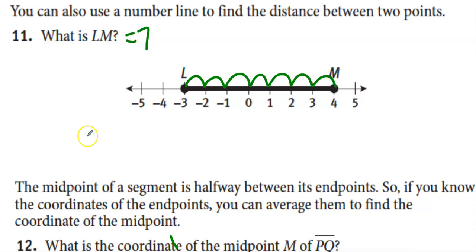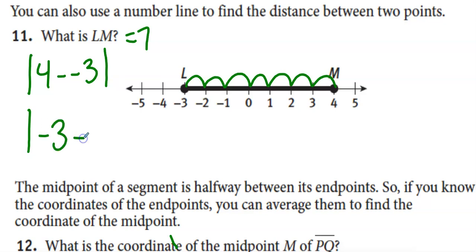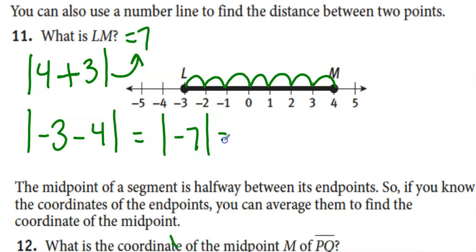I could also, kind of like the front page, take the absolute value. So I can say 4 minus a negative 3. Again, you're going to always subtract to find the distance. Or you could also say negative 3, take away a 4. So again, 2 negatives make a positive. So that will become 4 plus 3, which is 7. Or negative 3 minus 4 is a negative 7. And the absolute value of a negative 7 is a positive 7. Okay, so that is 2 ways to find the distance on a number line. Again, you can count, or you can take the absolute value of the difference.